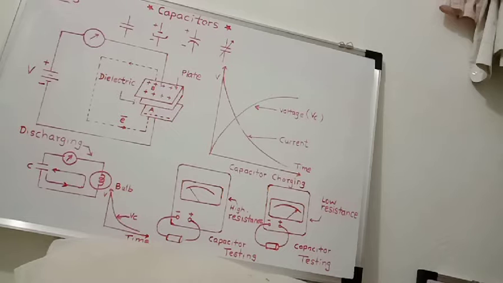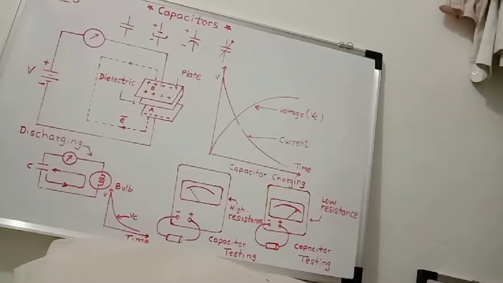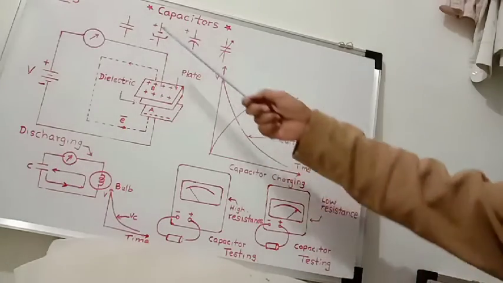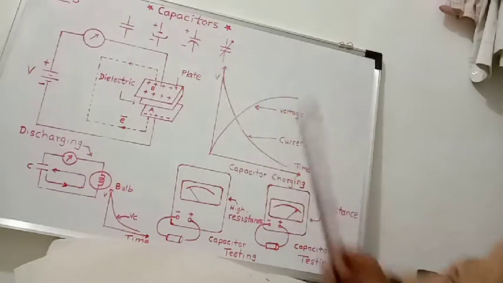Mainly, there are two types of capacitors: fixed capacitor and variable capacitor. Now, in fixed type capacitors, again there are two types: polar capacitors and non-polar capacitors. Electrolytic capacitors, whose capacitance is very large, that is 100 microfarad or 1000 microfarad, are polar capacitors. And in non-polar, ceramic, mica, or paper capacitors are non-polar capacitors.